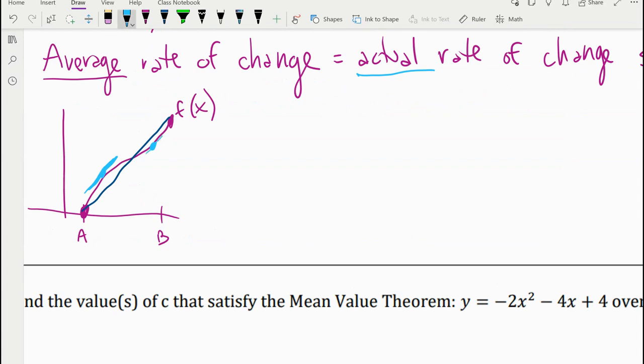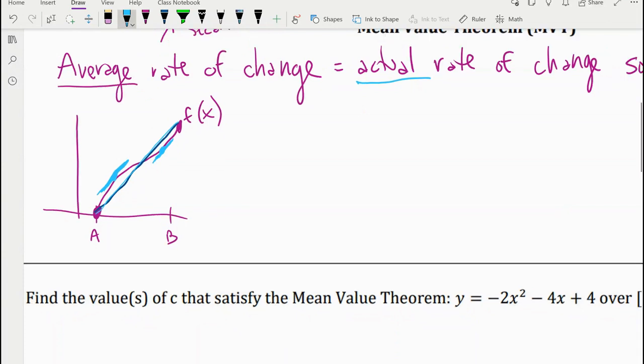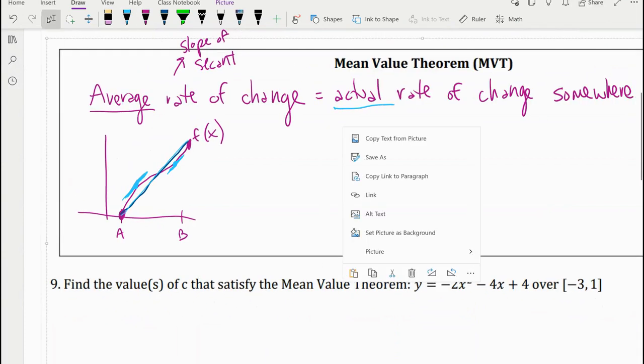Maybe right here, the slope is parallel. So the average slope between two points is equal to the instantaneous rate of change at at least one point. In this case, I found two places where the slope of the tangent line is parallel to the slope of the secant. Average rate of change is the slope of the secant. Actual rate of change is the slope of the tangent.